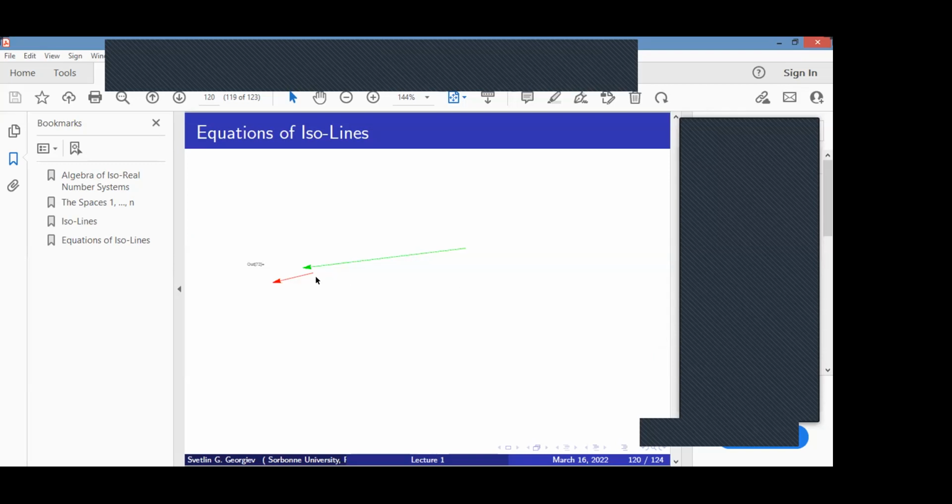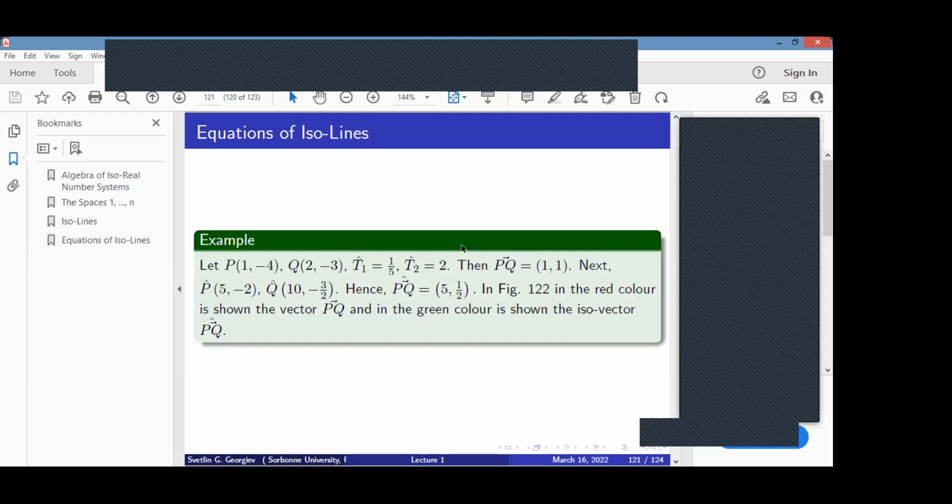So here in the red color is given the classical vector, and in the green color is given the iso vector. We see here that the length of this segment is less than the iso length of this iso segment. In the previous example, it was the converse. In the next example, we take for the points P and Q these points, and the isotopic element to be this one. In the previous cases, we have considered combinations of small isotopic elements and large isotopic elements. Here we have a small isotopic element and greater than one isotopic elements.